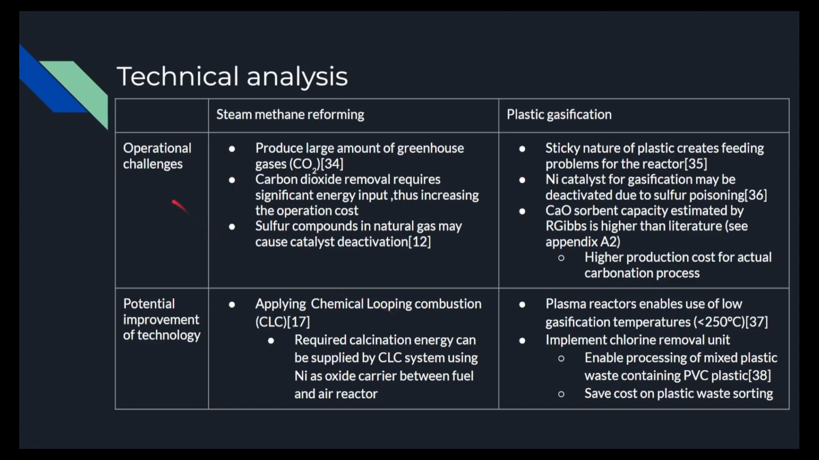There are also some operational challenges. For example, steam methane reforming will produce a large amount of CO2. The removal of CO2 requires significant energy input, so increasing the operational cost. However, by applying chemical looping combustion, the required calcination energy can be supplied by the CLC system, using nickel as oxide carrier between the fuel and air reactor.